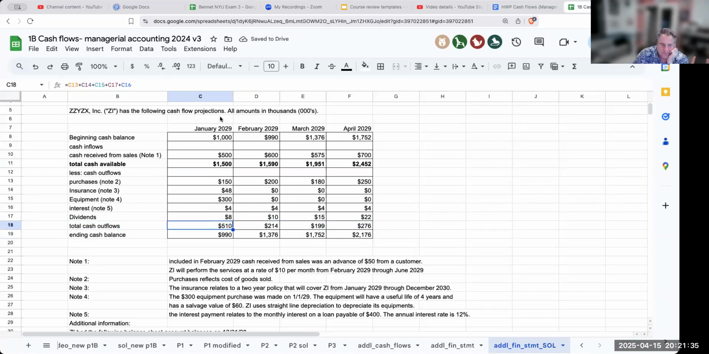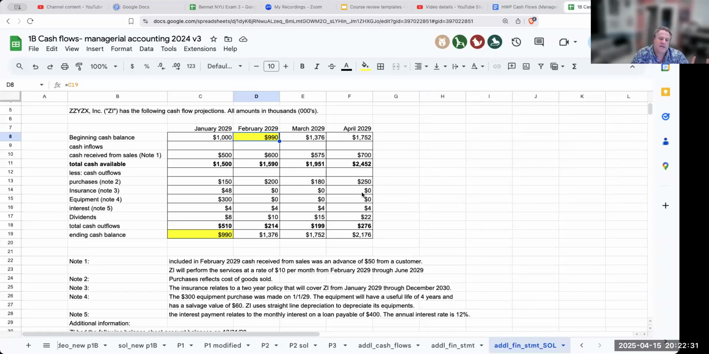Hopefully this fixes it. So coming over here, I'm just going to pause this real quick. So you've got your total cash outflows, which consist of dividends, interest, equipment, insurance, and purchases. So this is our cash outflows. The cash available minus the cash outflows gives you the ending cash balance. The ending cash balance of one month becomes the beginning of the following month. And you just repeat the same process going forward, right? So this is a multi-month cash flow.